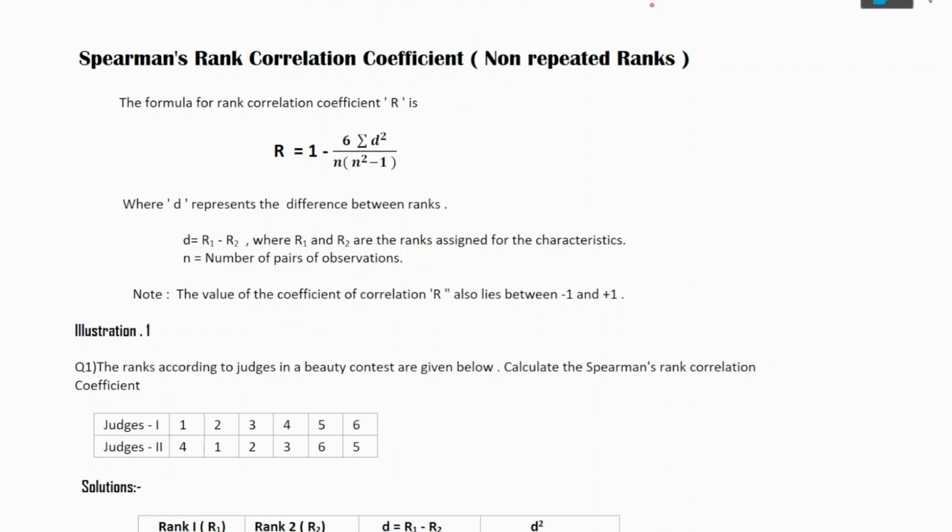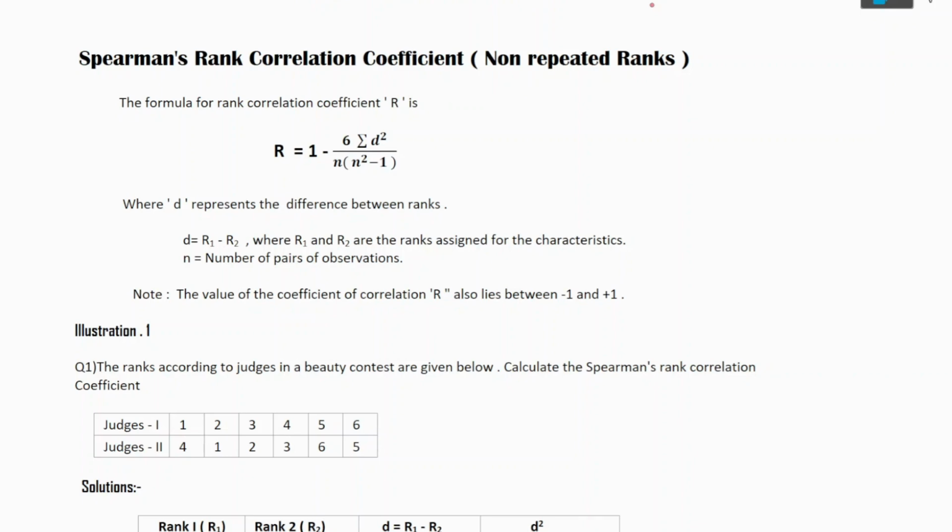In this video, we will cover the topic rank correlation from correlation analysis, which is a part of the syllabus for different courses at university level, for graduate as well as undergraduate students. We have discussed the basic concept of correlation in the last video. I will give the link in the description box below.